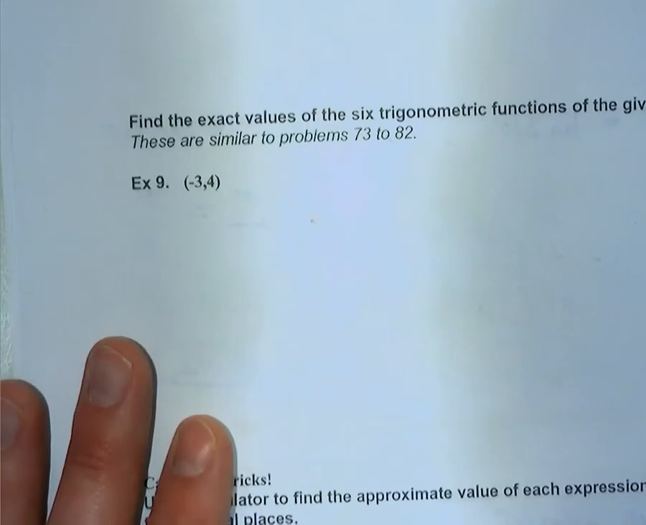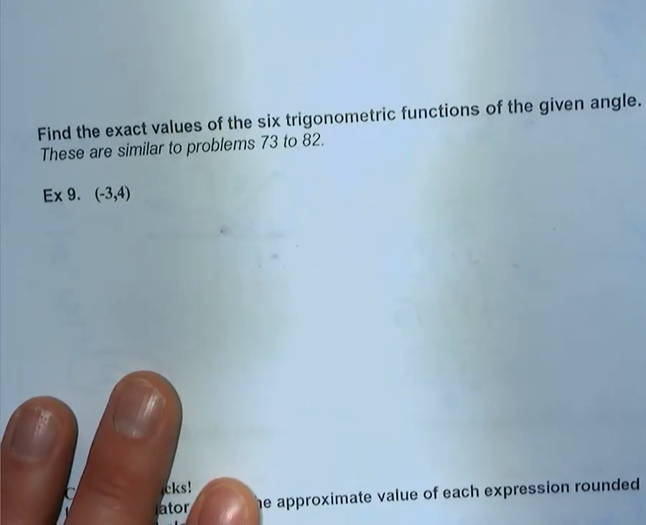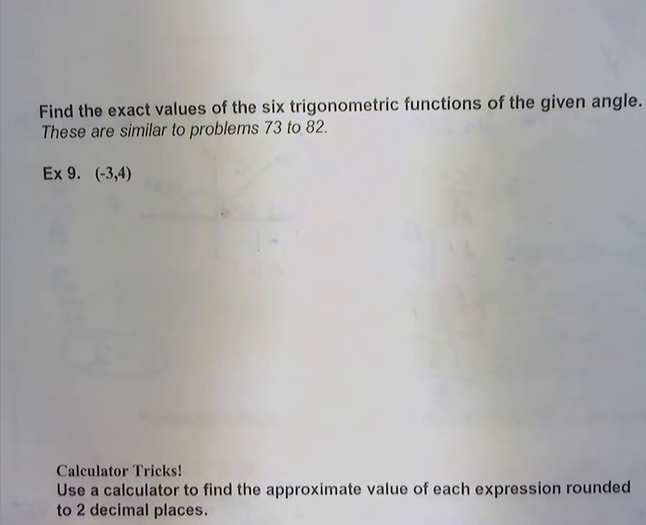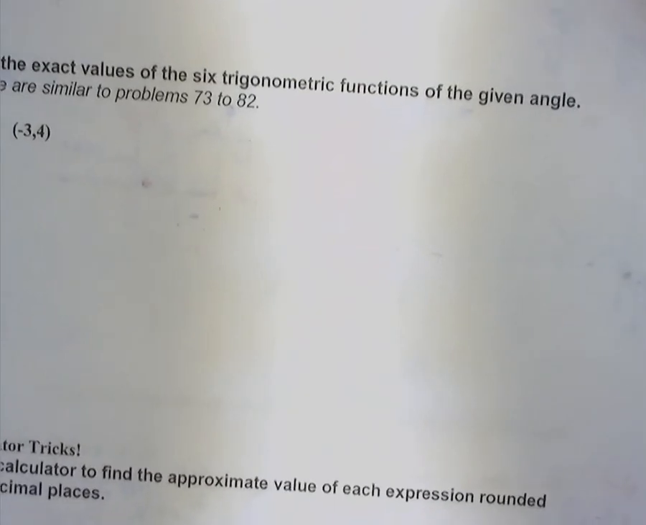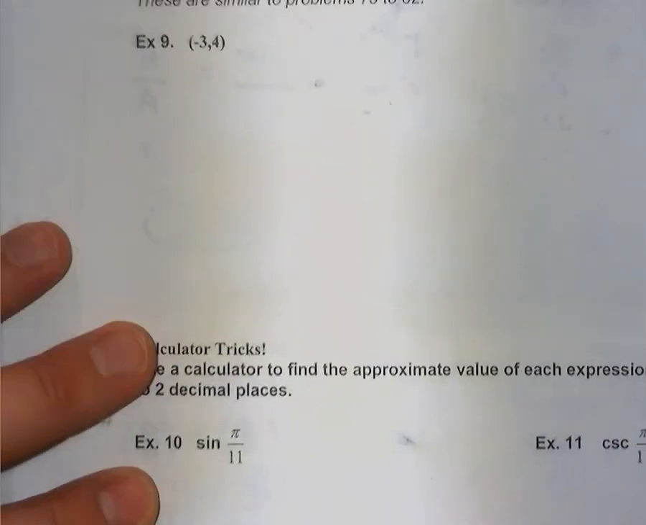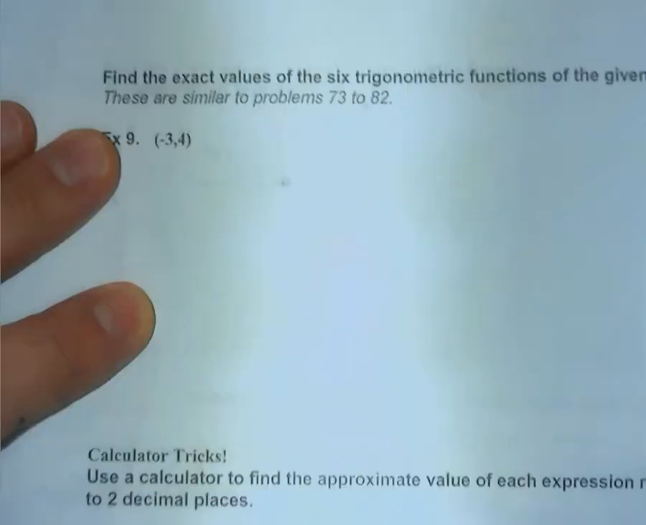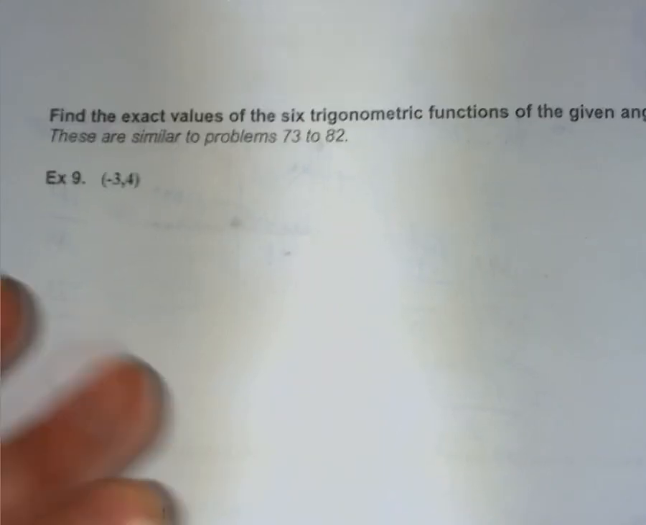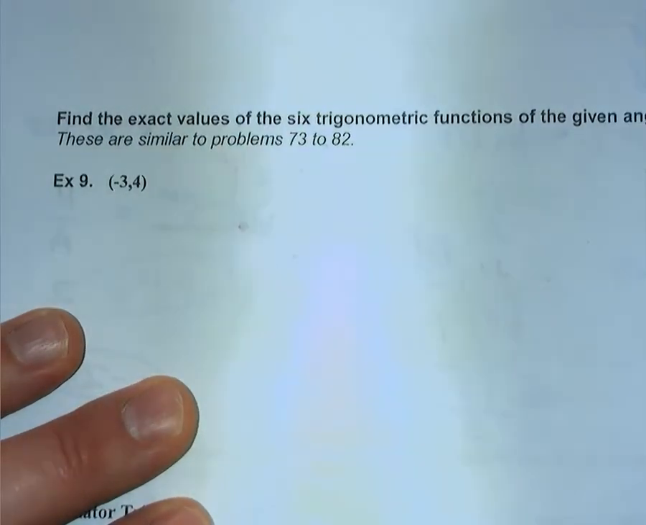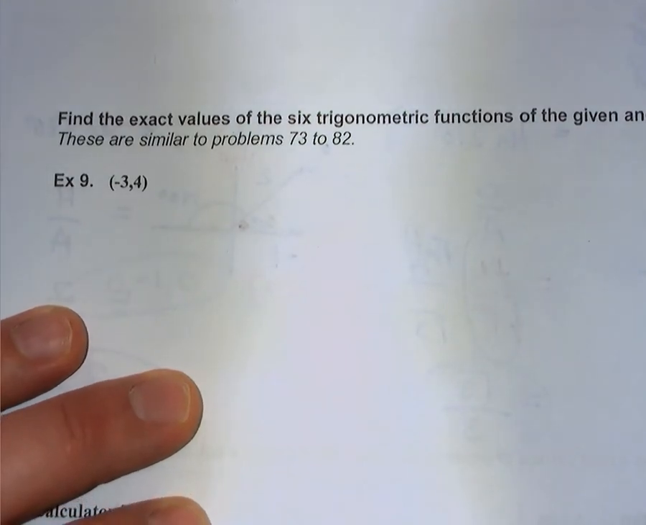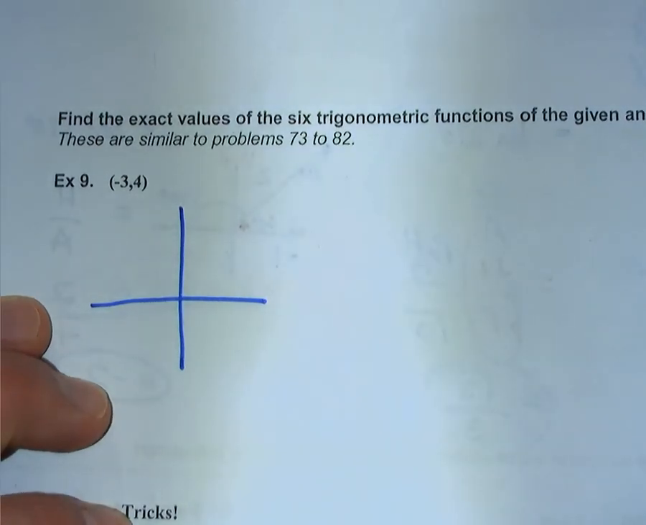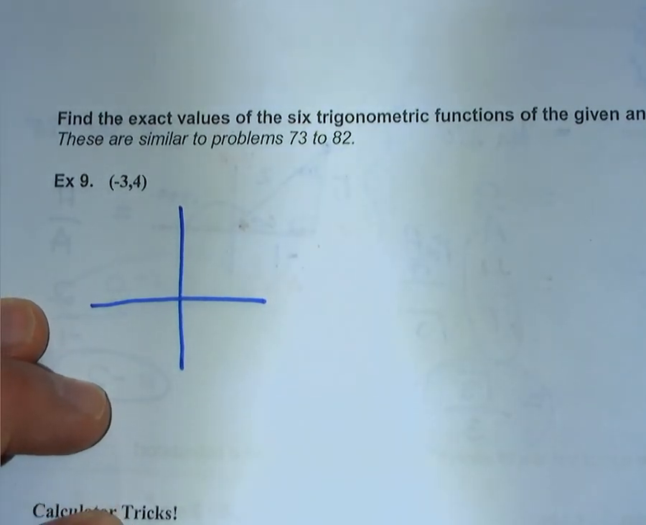So example 9 says find the exact value of the 6 trig functions. These are going to be similar to problems 73 through 82. So when you're doing your MyMathLab, up in the left-hand corner, it will have a problem set, which is like what we see in the textbook. At the end of your MyMathLab assignment, you'll start seeing 73 through 82. Well, this is what you do. They're going to give you a coordinate point, negative 3, 4 in this case. Okay. And what we want to do, I'm a visual person, you're probably a visual person, so just go ahead and graph this thing. So negative 3, 4 is in what quadrant?